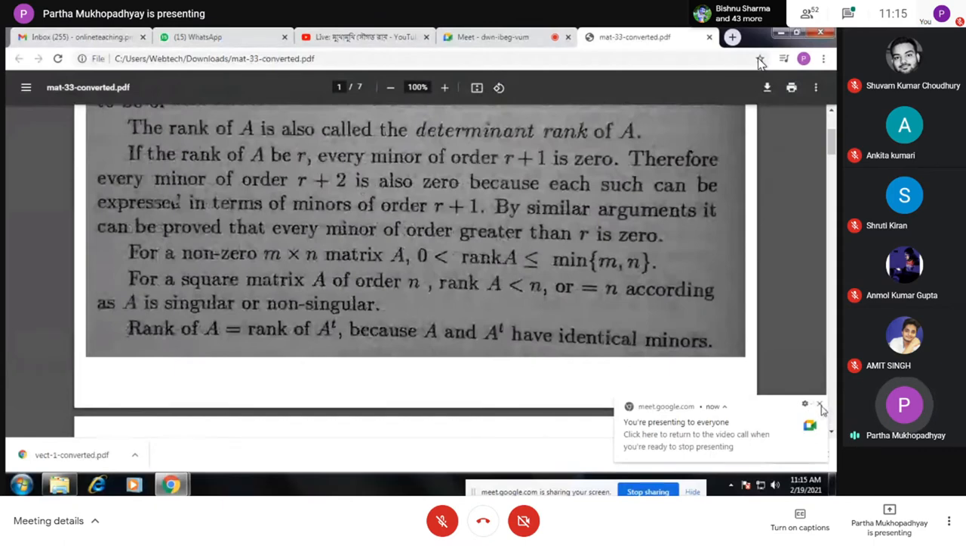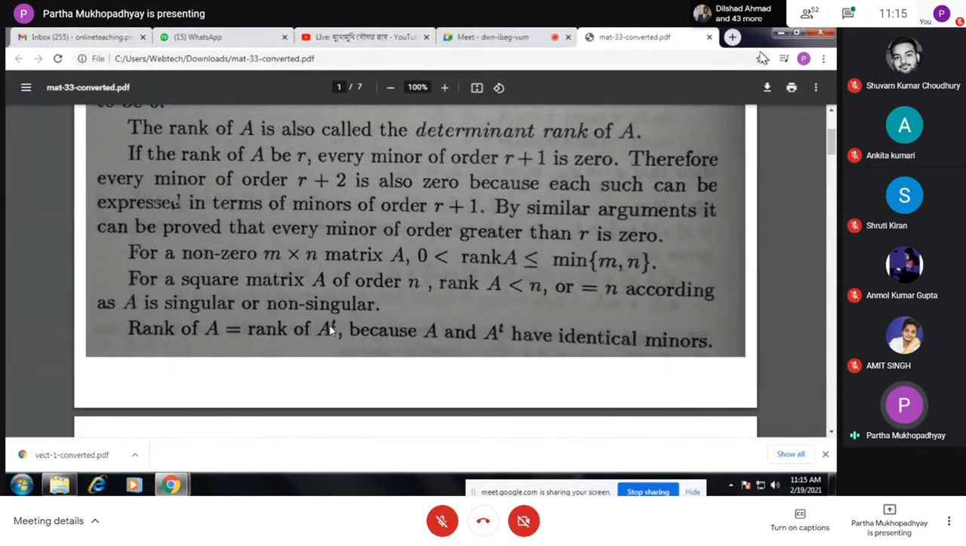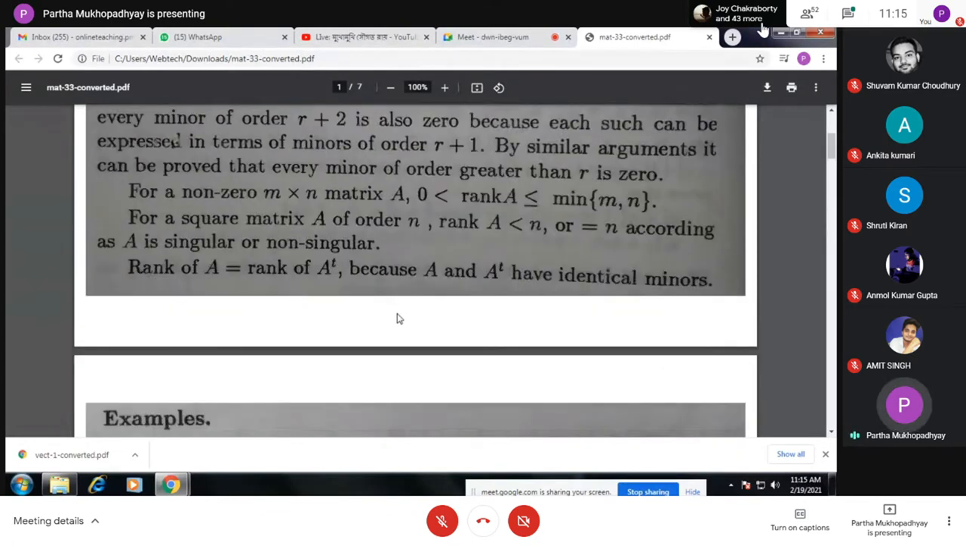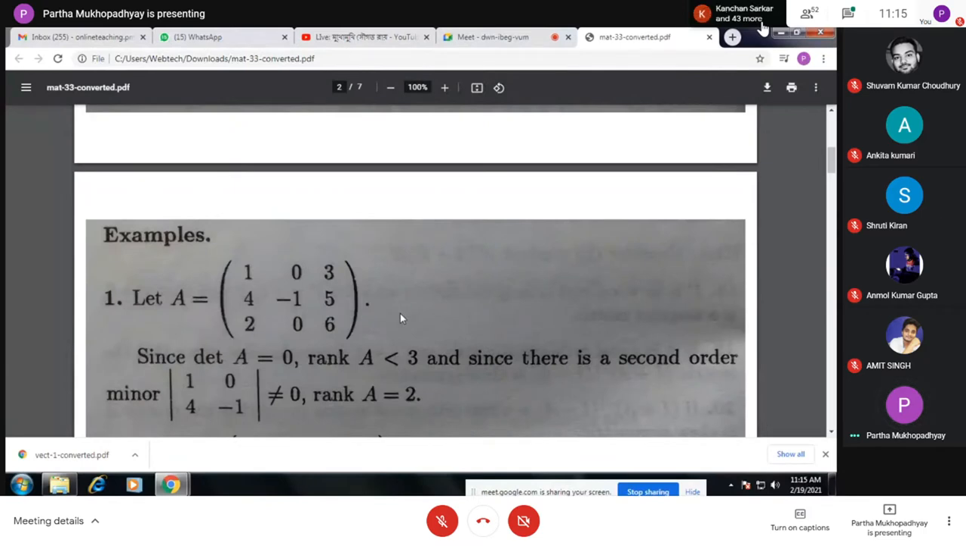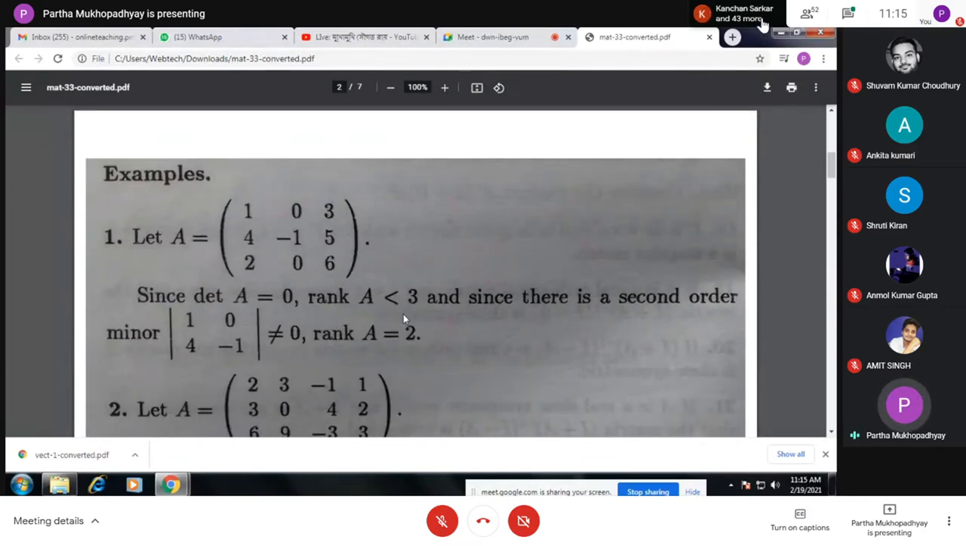And obviously rank of A is equal to rank of A transpose, because there is no change when we transfer A to A transpose. The basic properties of the matrix are not changed by transposing the rows into columns. So rank of A will be equal to rank of A transpose. Obviously A and A transpose will have identical minors. Okay. Now I'm again coming to that point.